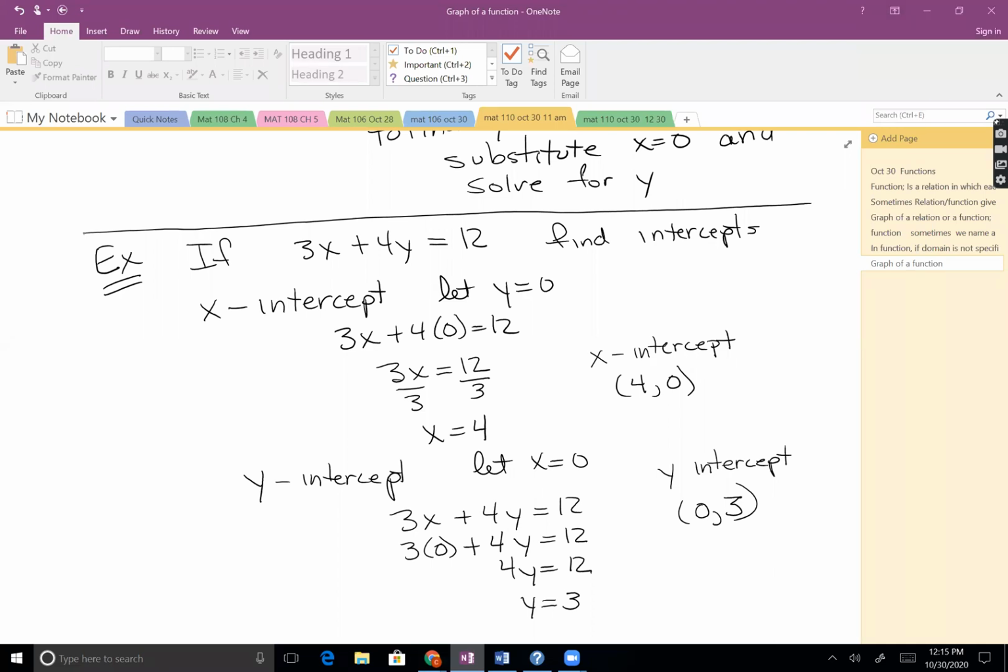And so far, definition of relation, definition of a function, finding the domain and the range, using the vertical line test, function notation, and finding the intercepts. Are we okay so far? Yeah. It was pretty much review.